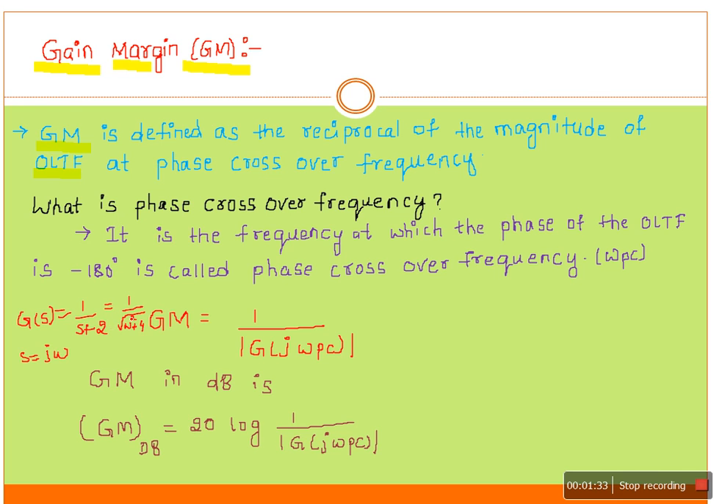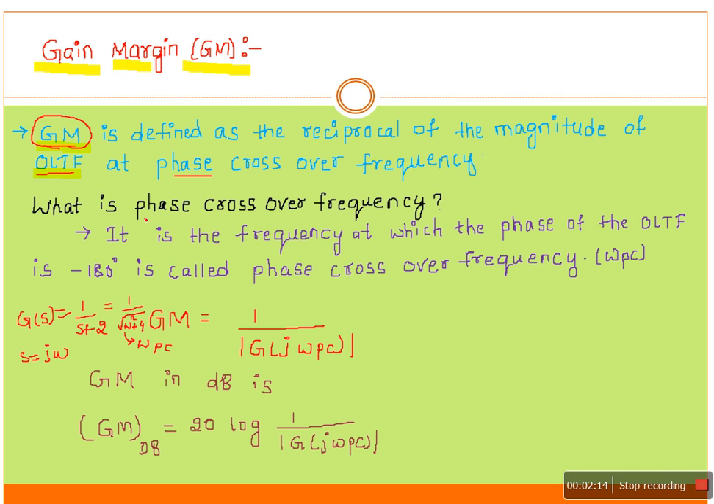Then take the reciprocal of this magnitude of the open loop transfer function at the phase crossover frequency. In place of omega we need to take omega pc. Then it is defined as the gain margin. Once again, the gain margin is defined as the reciprocal of the magnitude of the open loop transfer function at the phase crossover frequency. So if you take that reciprocal, you will get the gain margin of the system.